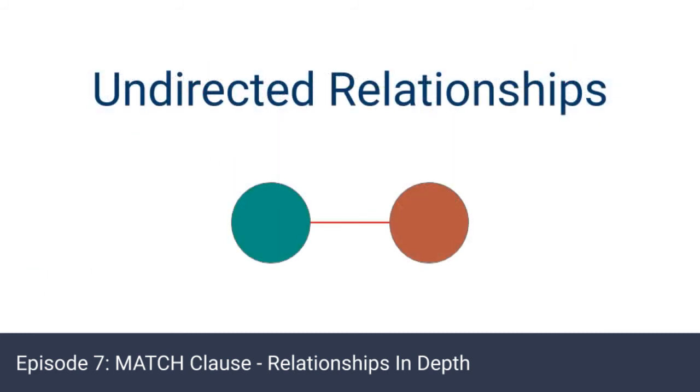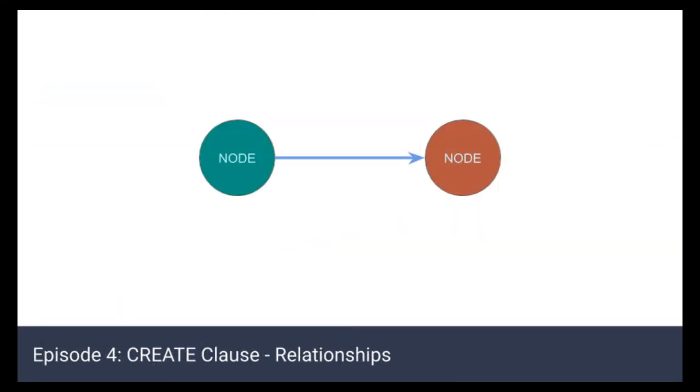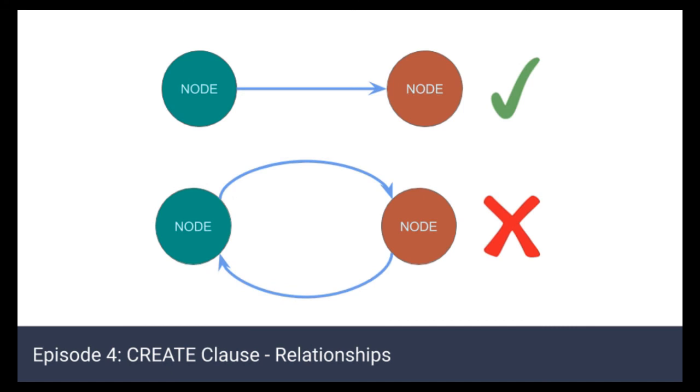The last but not the least is the undirected relationship. Most of our examples are directed relationships. In our previous video, episode 4, we discussed how relationships are created and why adding a two-way directional relationship on both nodes is not a good practice. This is because these things can be achieved by querying.